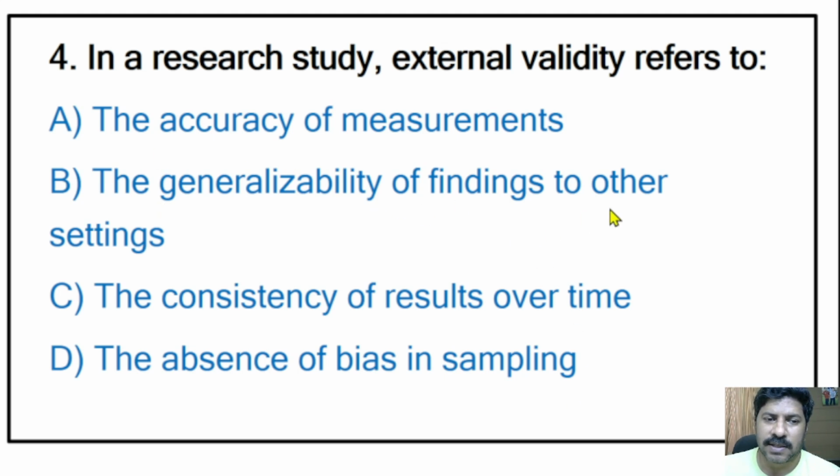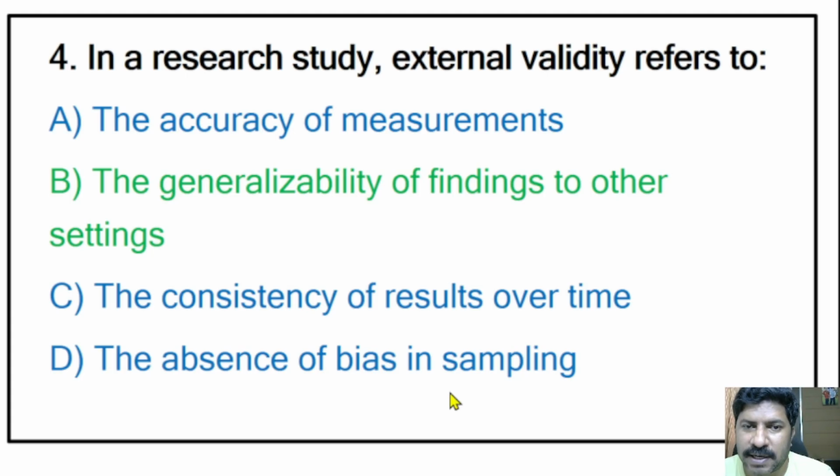In the fourth question, in a research study, external validity refers to the accuracy of measurements, the generalizability of findings to other settings, the consistency of results over time, or the absence of bias in sampling. The correct answer is generalizability of findings to other settings. That means the research study can be applied generally. That is a simple definition of external validity.